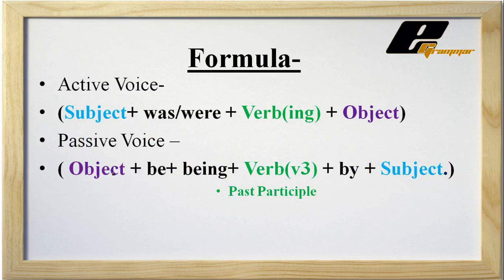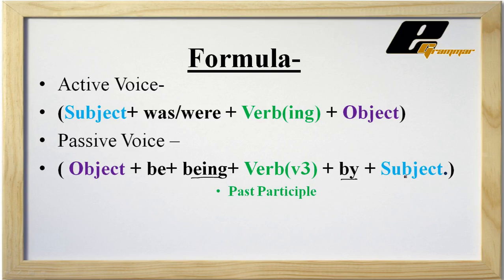Object comes at the place of subject and subject goes at the place of object. Exactly after the object we have to use this form of be, depending on what type of object it is. Then we have to use the word being, because the sentence is in passive voice but in continuous tense. Whatever our verb is, we convert it to the third form, the past participle, and exactly after the past participle we use the word by. It is compulsory in passive voice, and then comes the subject.